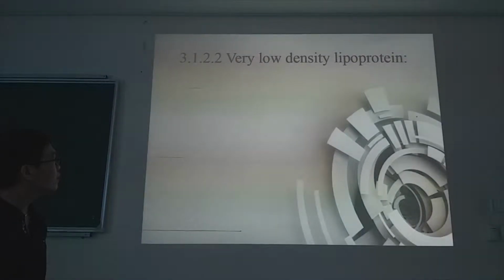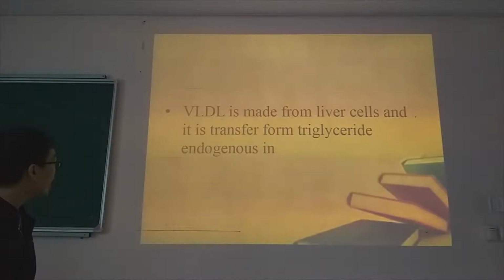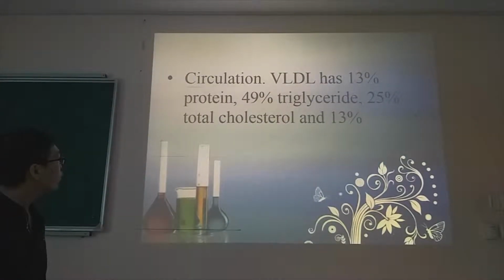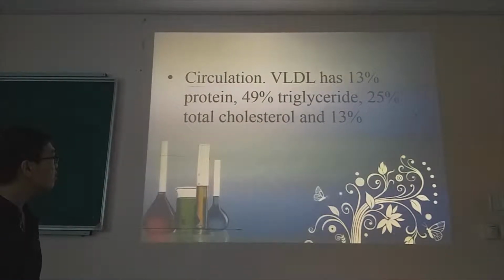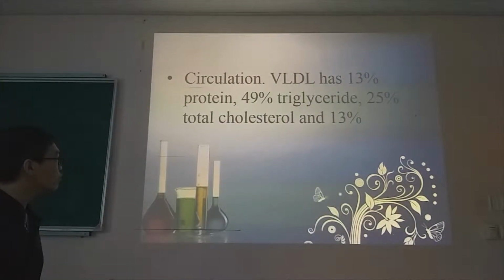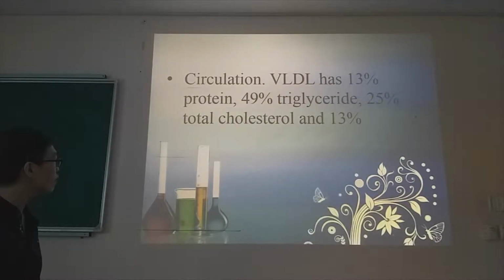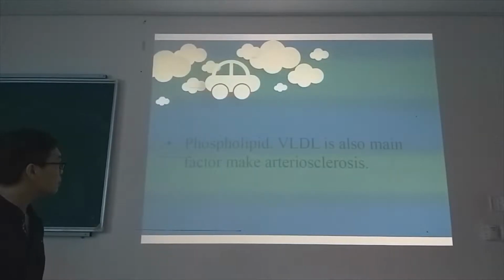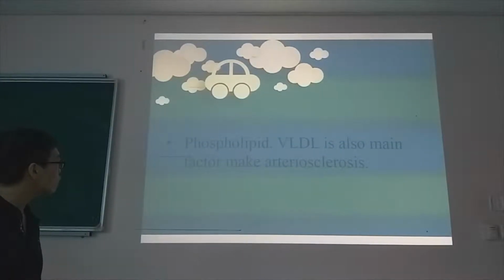Okay, very low density lipoprotein. VLDL is made from liver cells and it transfers triglyceride and cholesterol in circulation. VLDL has 13% protein, 49% triglyceride, 25% cholesterol and 13% phospholipids. VLDL is also a main factor that causes atherosclerosis.